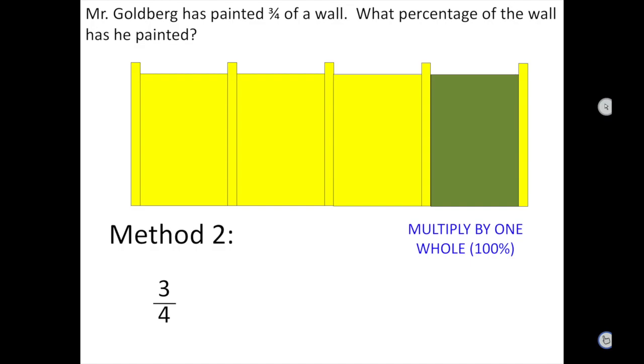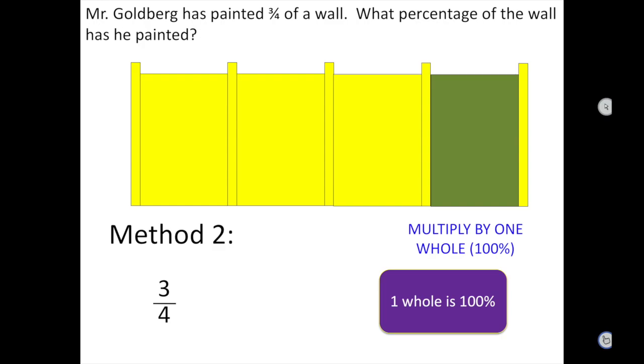Now let's take a look at the second method. This one will be new. We can convert any fraction into a percentage by multiplying by one whole, or 100%. One whole is 100%. Remember, since the percentage sign means out of 100, 100% literally means 100 out of 100. And if we take a look at the example here, 3/4 of 100% is still going to be 3/4.